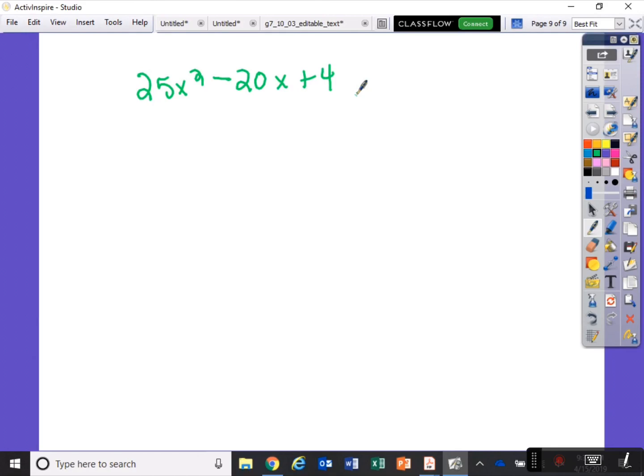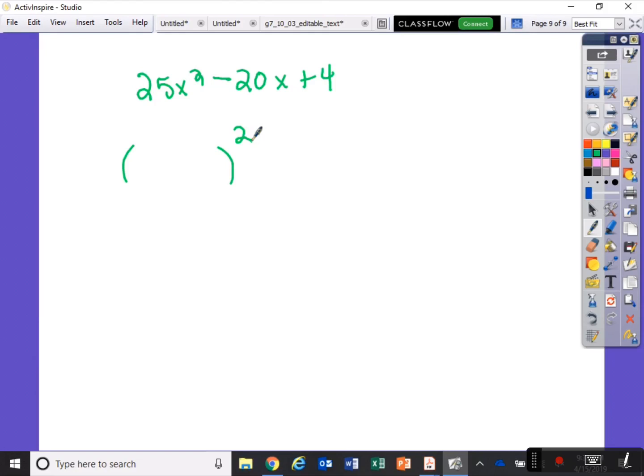Just doesn't work, does it? Yes, it does. What's the square root of 25? 5. What's the square root of 4? 2. What's 5 times 2? Guys, double it. 10 doubled is negative 20. Yep. So this is a perfect square trinomial, which factors into a binomial square.